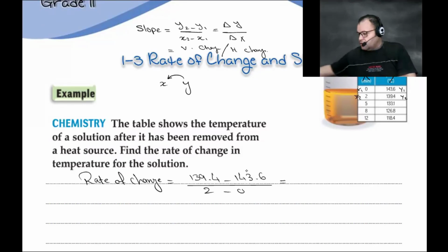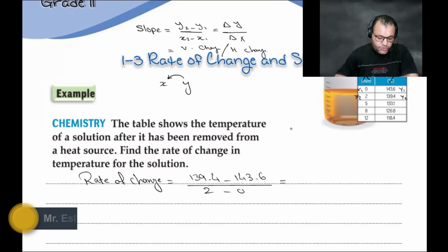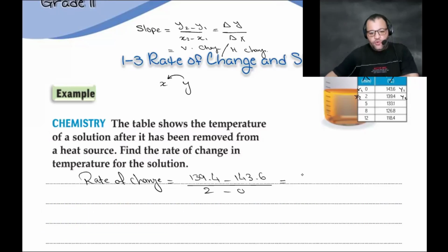What is the answer, using a calculator? Negative 2.1? No, just check. 139.4 minus 143.6 divided by 2 is negative 2.1. So the answer now is negative 2.1.